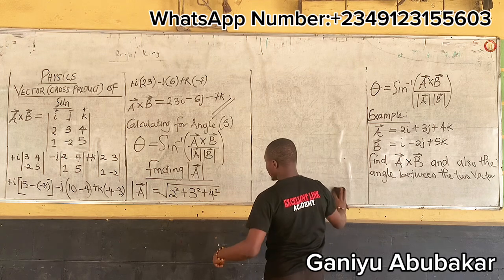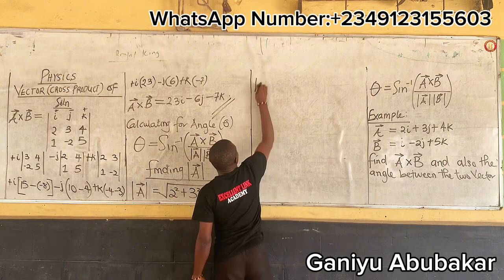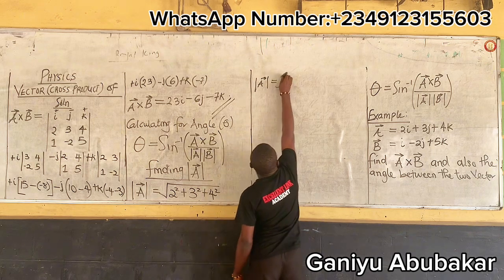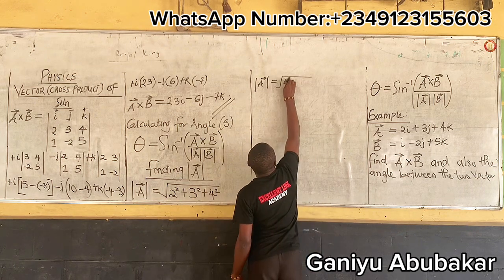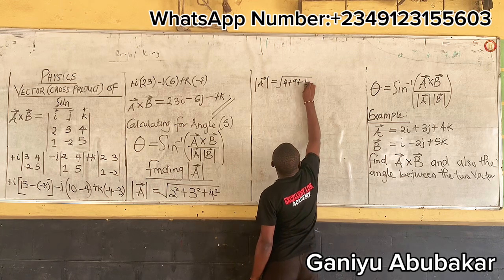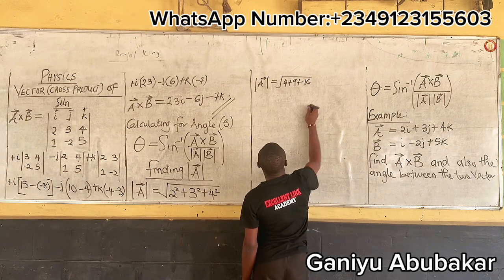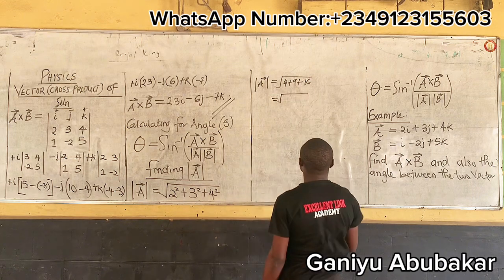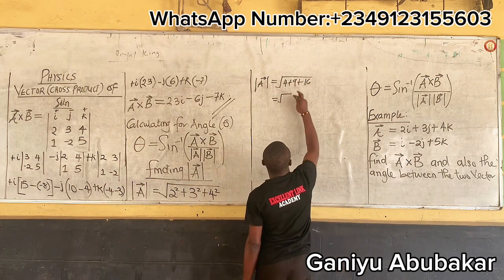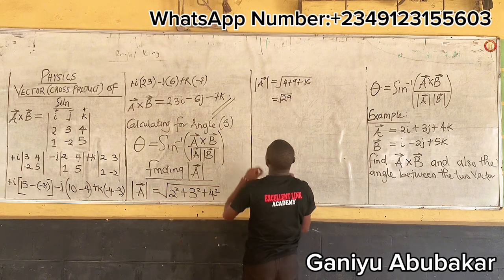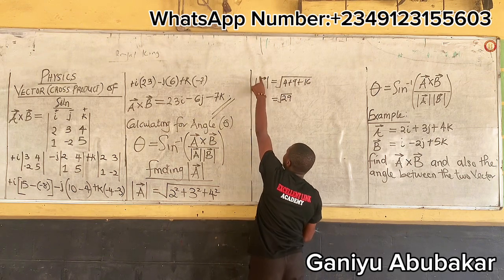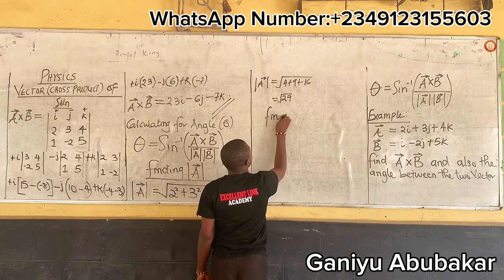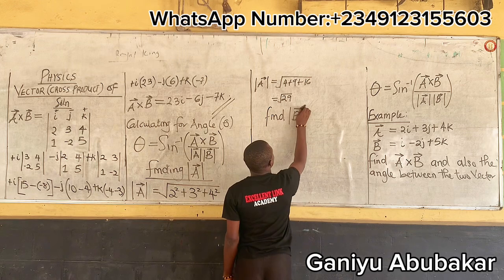Alright, proceeding from here, the magnitude of vector A should be equal to the square root of 4 plus 9 plus 16. So what I have here, that's 29. So this answer is what? Root 29. So the magnitude of vector A is root 29. Let's also find the magnitude of B.